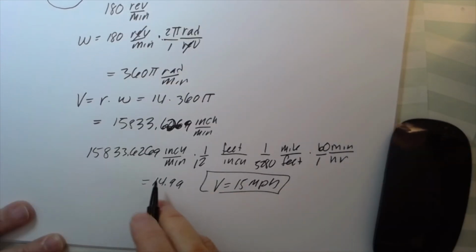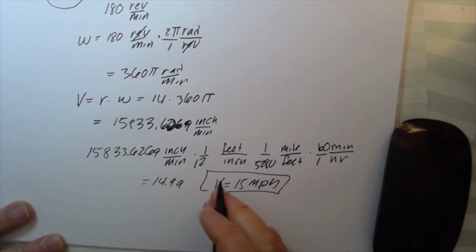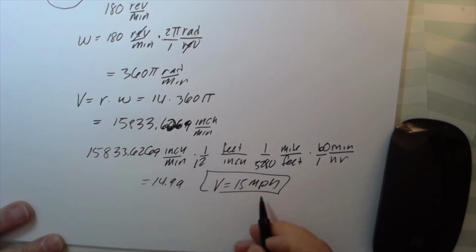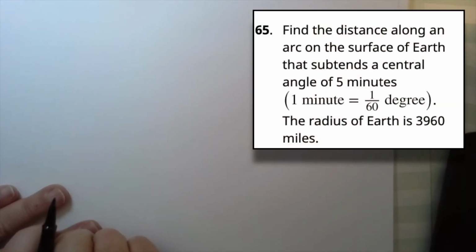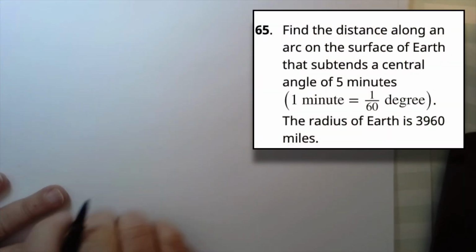Alright, since we got 14.9939, let's just round, and because we rounded off the pi part, let's just say that it's probably 15 miles per hour.